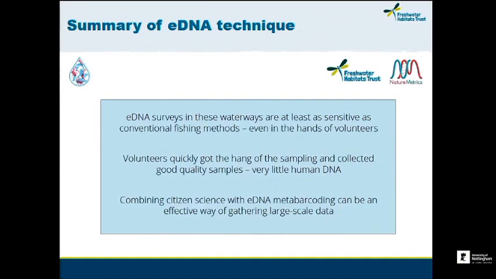Volunteers seem to enjoy collecting these samples, even though they're not directly seeing the species that they're looking for, and they do this well. Combining citizen science with environmental DNA metabarcoding is a very effective way of collecting large-scale data sets, as we were hearing about earlier. Interestingly, in those samples, we have found things like kingfisher using the stream, so it's not just fish which are permanently in the water, it's things which are only temporarily visiting.